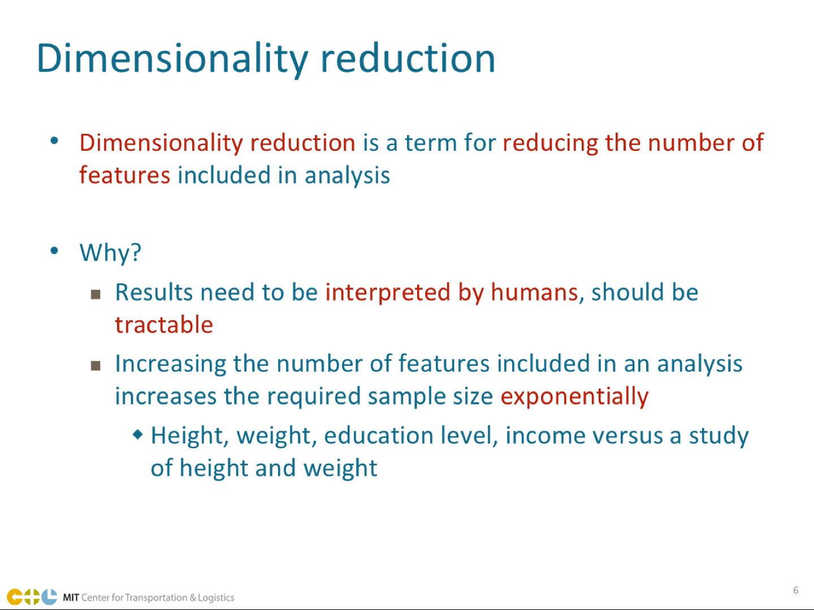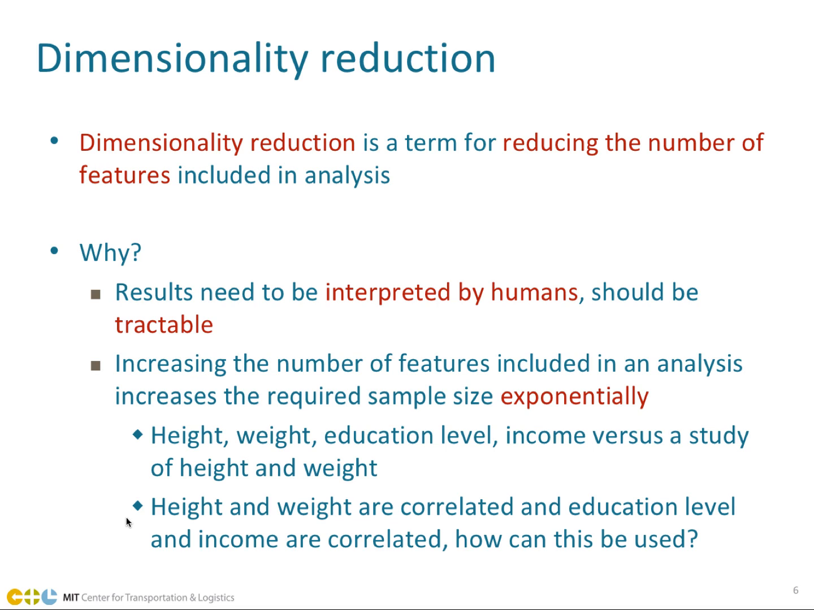So for example, if we wanted to study the height, the weight, the education level, and the income of a large group of individuals, we'd need a whole lot more records of individuals than a study of just height and weight. So you can imagine you can actually describe all of the different characteristics and all of the different correlations, for example, among these variables more easily by taking combinations of the correlated variables.